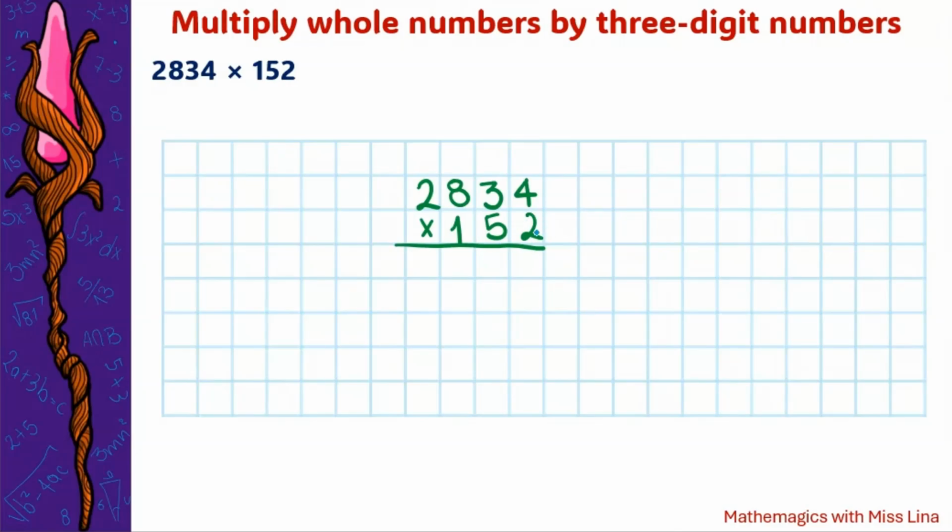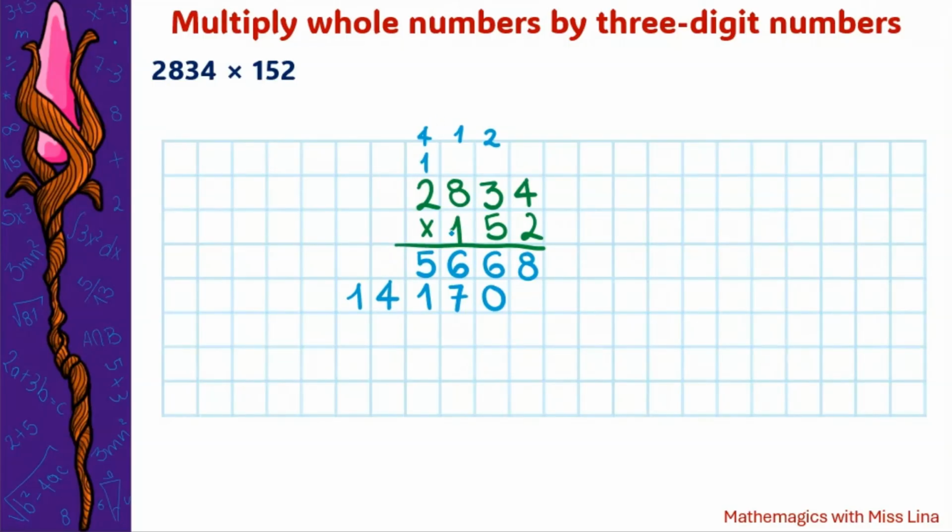And then we start with the 2. 2 times 4 is 8. 2 times 3 is 6. 2 times 8 is 16. We carry the 1. And 2 times 2 is 4, plus 1 is 5. Now it's the turn of the 5. 5 times 4 is 20, 0, and we carry the 2. 5 times 3 is 15, plus 2 is 17, carry the 1. 5 times 8 is 40, plus 1 is 41, we carry the 4. And 5 times 2 is 10, plus 4 is 14.